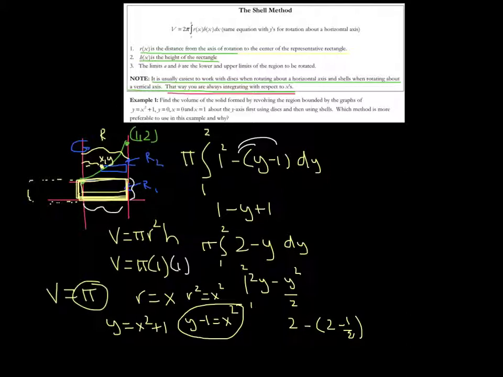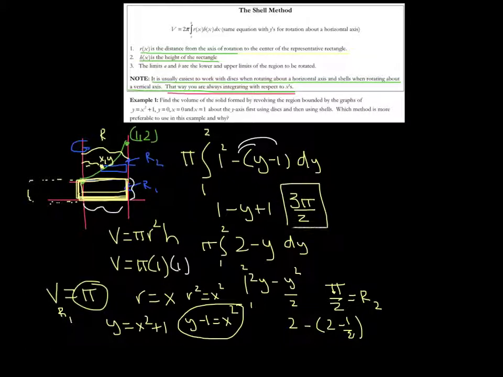So what do you get? You get 2 minus 1.5. 2 minus 1.5 is 0.5, or let's just say 1/2, actually. But don't forget, we have a pi out front of our integral, so it's pi over 2. And remember, that is the volume of region 2. Don't forget to add that to the volume of region 1. So you have pi plus pi over 2, which gives you a volume of 3 pi over 2.